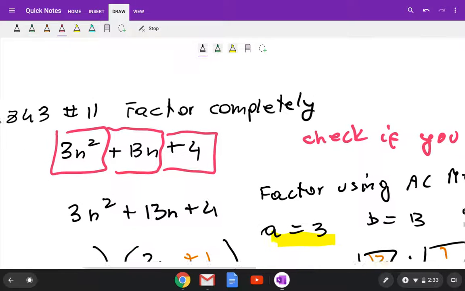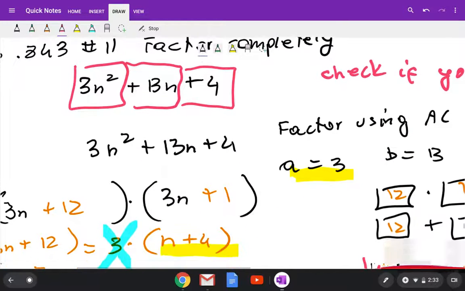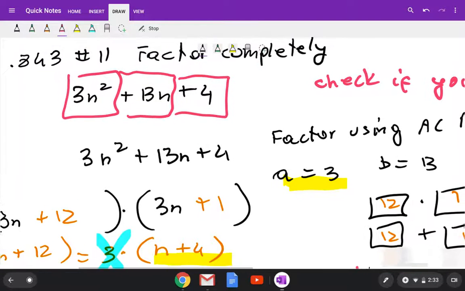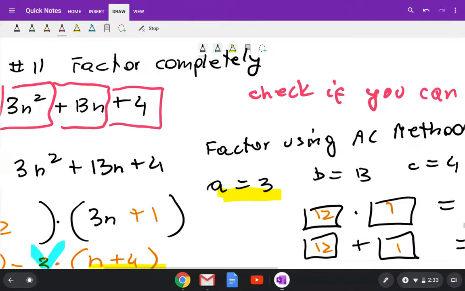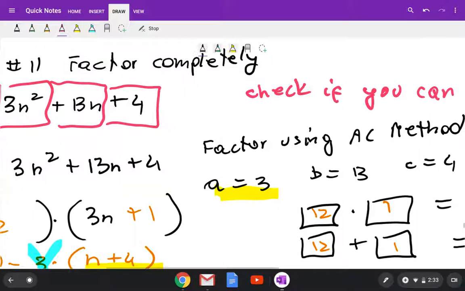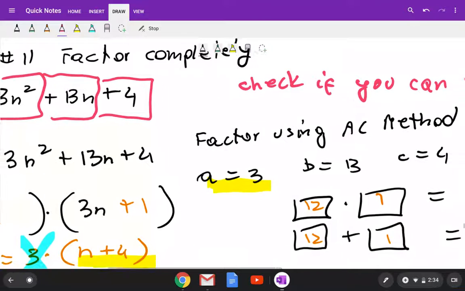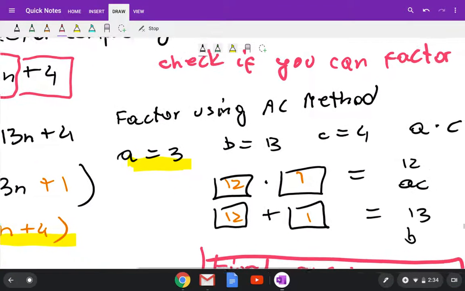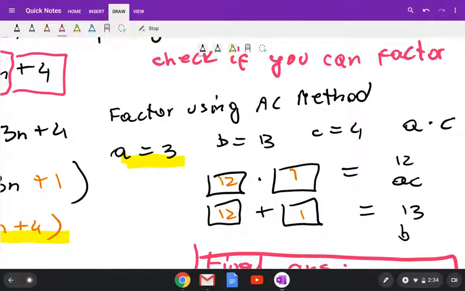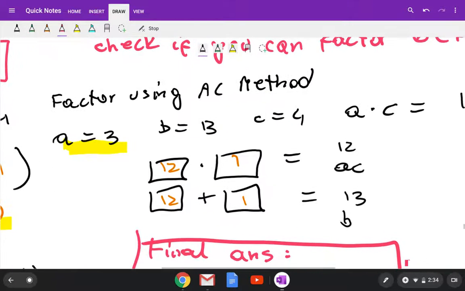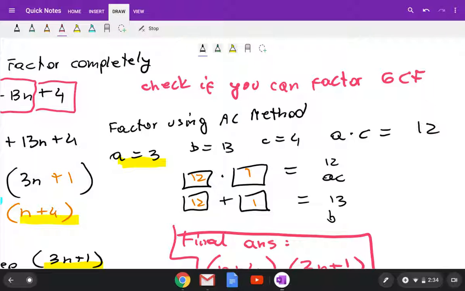So since we don't have a GCF, you take this quadratic equation and you factor using the AC method. So A is equal to 3, B is equal to 13, C is equal to 4. Okay, so what I'm doing, I'm looking for two integers which by multiplication will give you A times C, which is 12, and the same two integers by addition have to give you B, which is 13. And 12 and 1 works, okay?